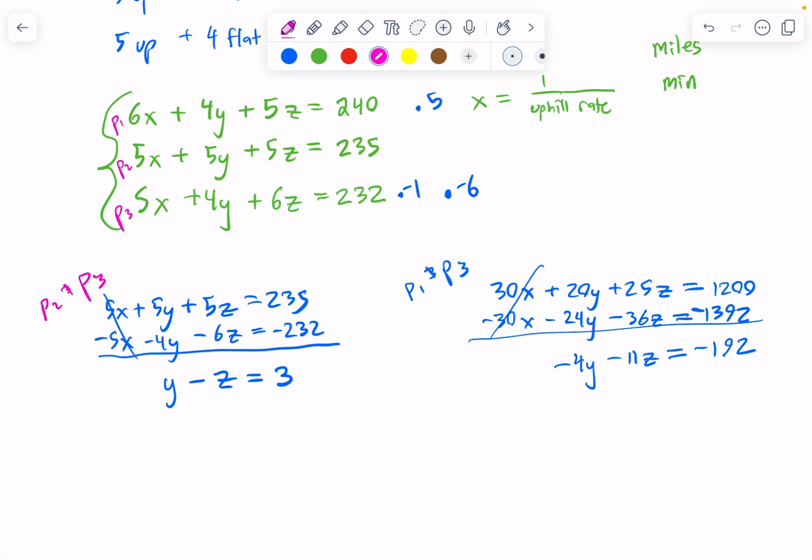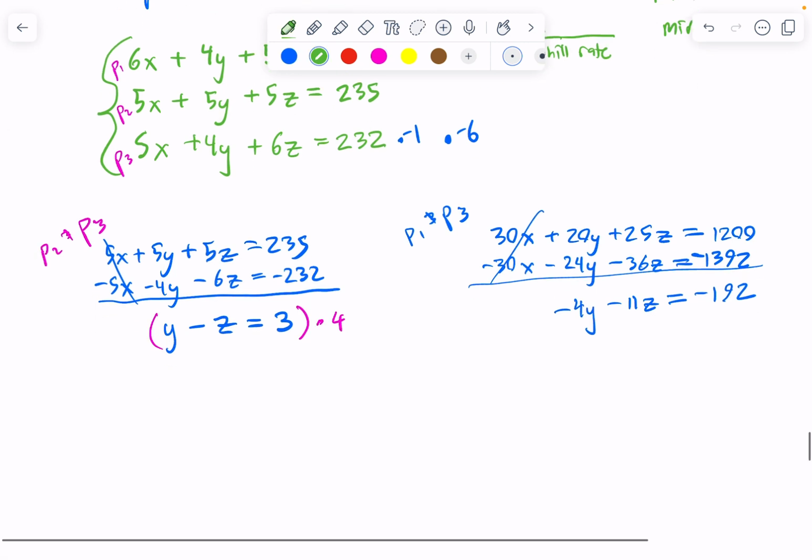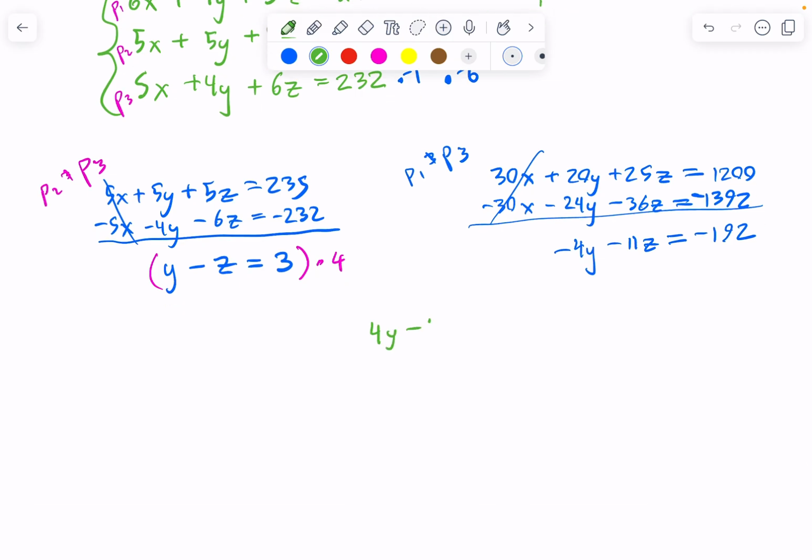Okay, we can easily cancel with either of these, so I am going to multiply all of this by 4. Our new system down below is 4y minus 4z equals 12 and -4y minus 11z equals -192. That's going to cancel. We get -15z equals -180. So that means z equals... 180 divided by 15. Yeah, that's 12. Okay, so z is 12.